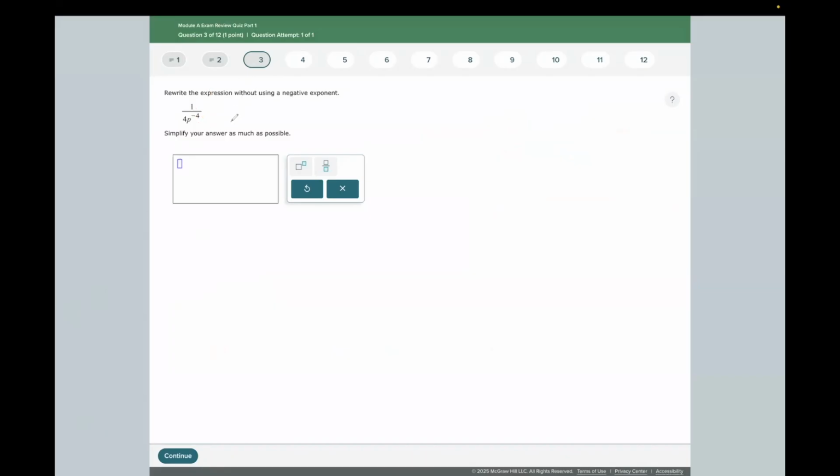Another one, okay. Rewrite the expression without using the negative exponent. So this is really similar to what we were just working on. So like we said, we have 1 over p to the negative 4. Now, I want you to think about this, or maybe one more thing I'll show you is, remember we said p to the negative 1 is 1 over p. So the negative 1 exponent tells me to take the reciprocal, so flip the fraction, basically.